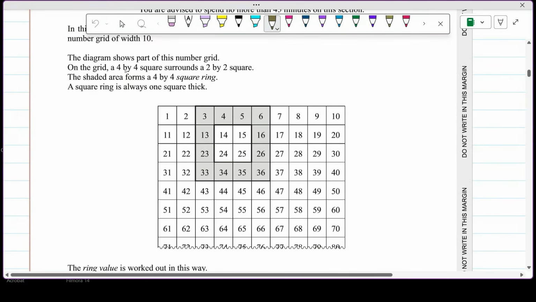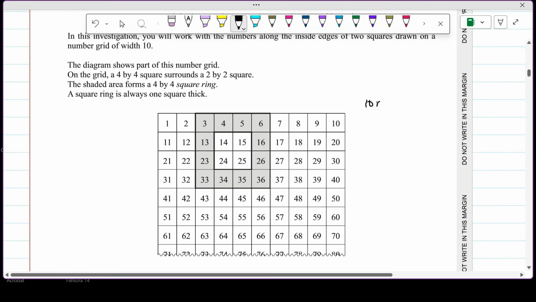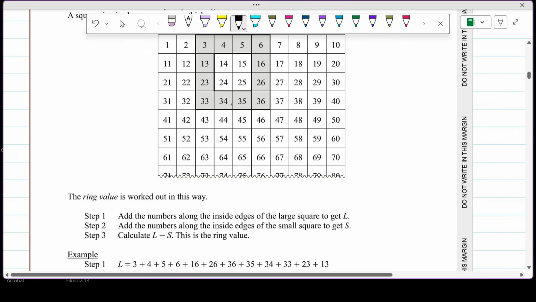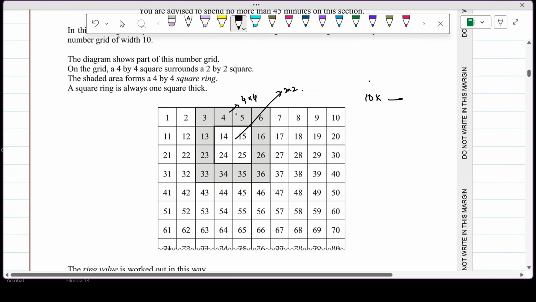On the grid, there is a 4x4 square surrounding a 2x2 square. The shaded area forms the 4x4 square ring. A square ring is always one square thick. This is part of the grid, which has only 10 columns and more than 10 rows. This one is 4x4 and this one is 2x2, so the 2x2 square is surrounded by the 4x4 square.